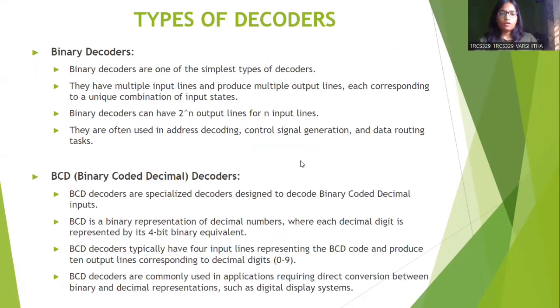Types of decoder. Binary decoders are one of the most common types of decoder. They have multiple input lines and produce multiple output lines, each corresponding to a unique combination of input states. BCD decoder. Here, BCD decoders are specialized decoders designed to decode binary coded decimal inputs. BCD is a binary representation of decimal numbers where each decimal digit is represented by its 4-bit binary equivalent.